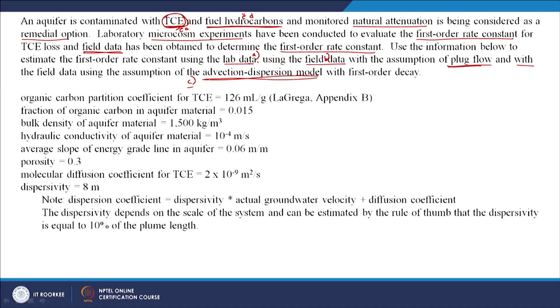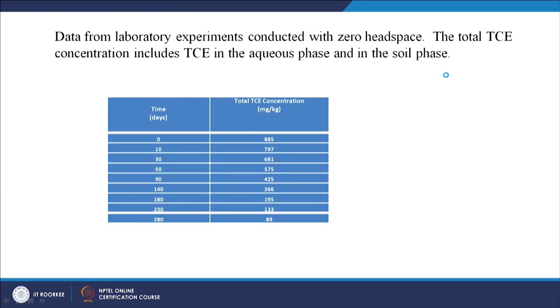Let's have a quick recap of what we have been up to for part A. So part A, microcosm studies. I just have the soil and groundwater here, contaminated groundwater and contaminated soil. And I think we have the relevant data somewhere here. We have the data here for total TCE concentration and time in days. So I have this particular set of information here.